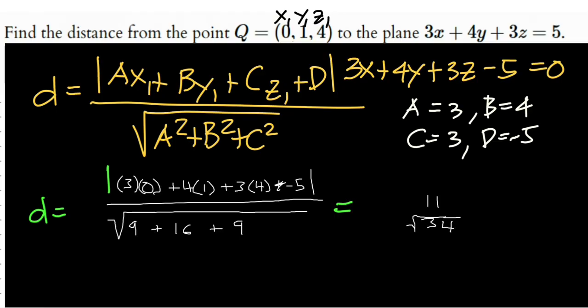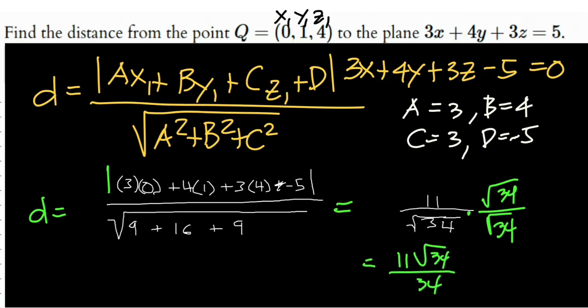11 over square root of 34. Or you can rationalize this. 34. And you have 11 square root of 34 over 34. You cannot further simplify 34, right? Yeah. So that would be the answer.